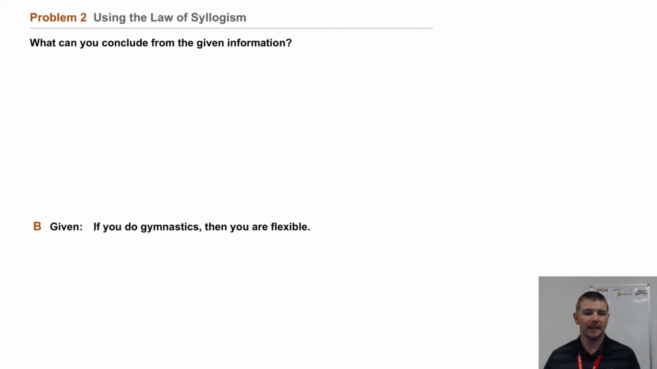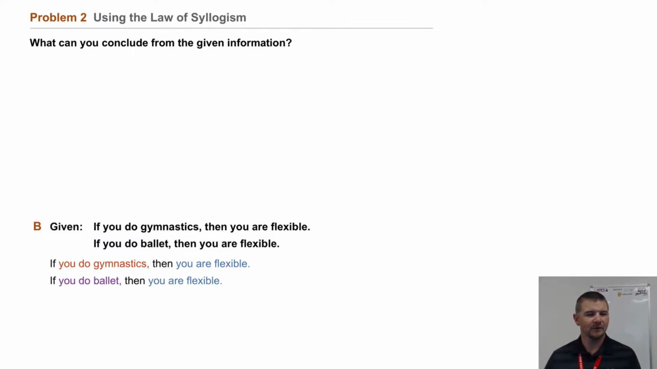Part B. Given, if you do gymnastics, then you are flexible. And if you do ballet, then you are flexible. So our statements, if you do gymnastics, then you are flexible, and if you do ballet, then you are flexible.